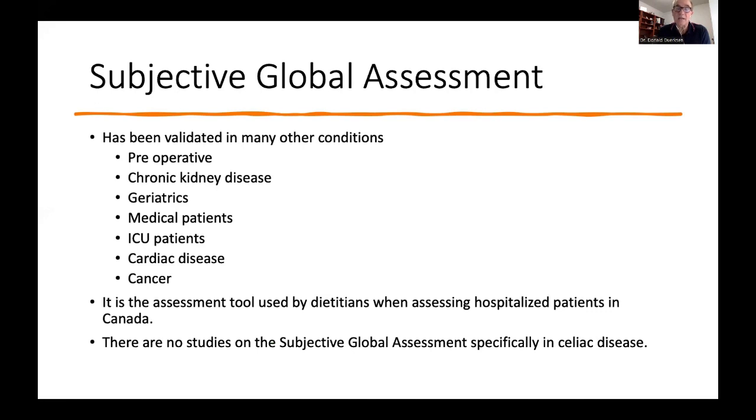It's interesting that it has never been officially validated in celiac disease. I have no reason to think it wouldn't be valid, but there haven't been specific studies looking at SGA and celiac disease. It is the assessment tool that dietitians in Canada use when people are admitted to hospital and they are determining whether an individual is malnourished or not.